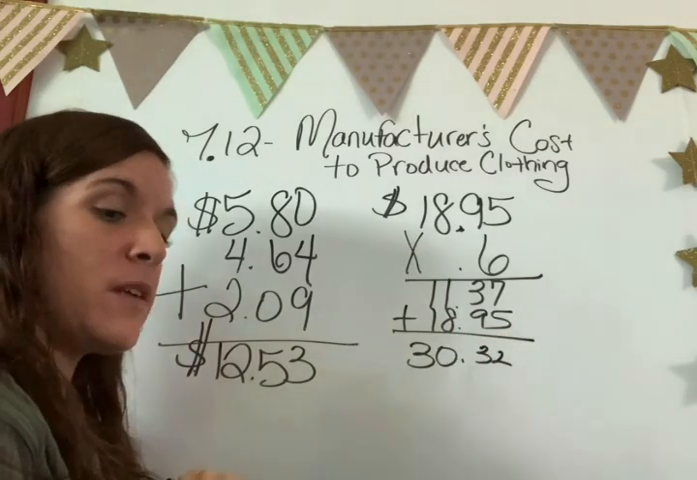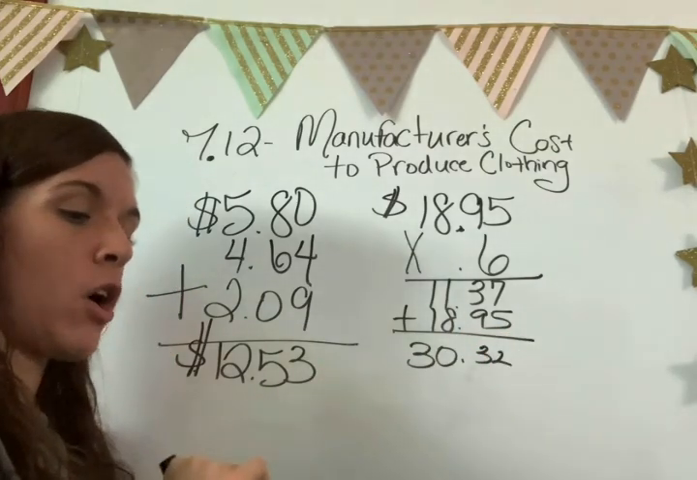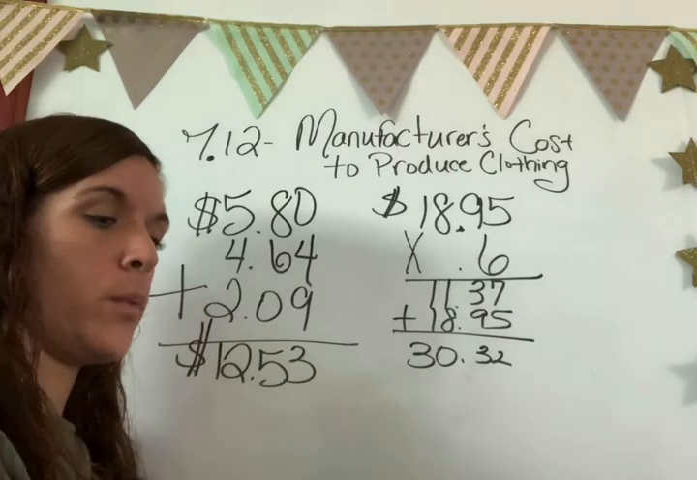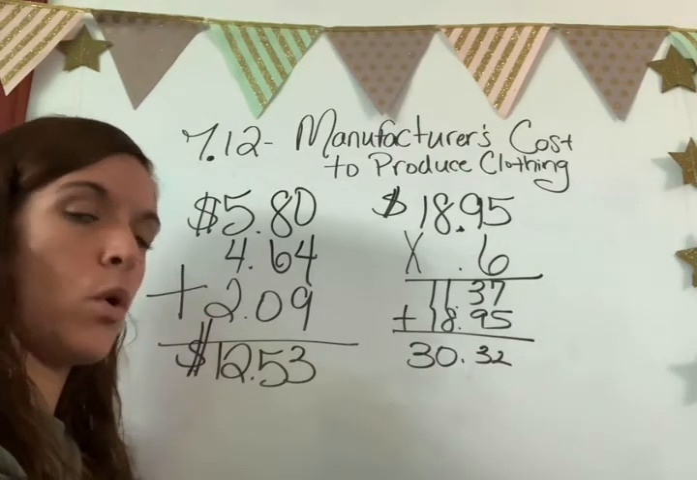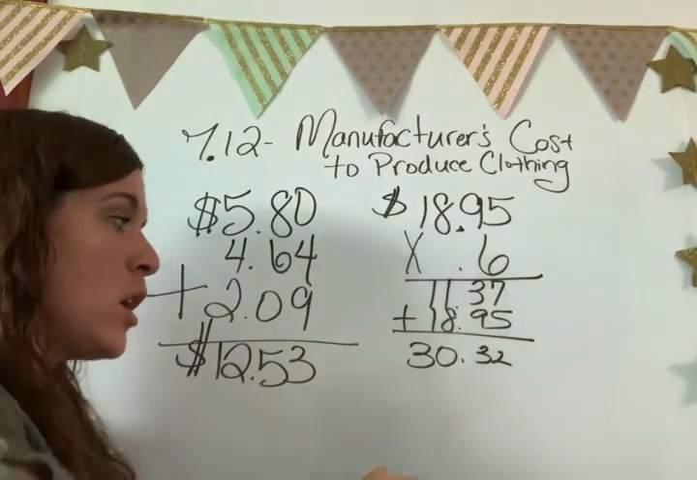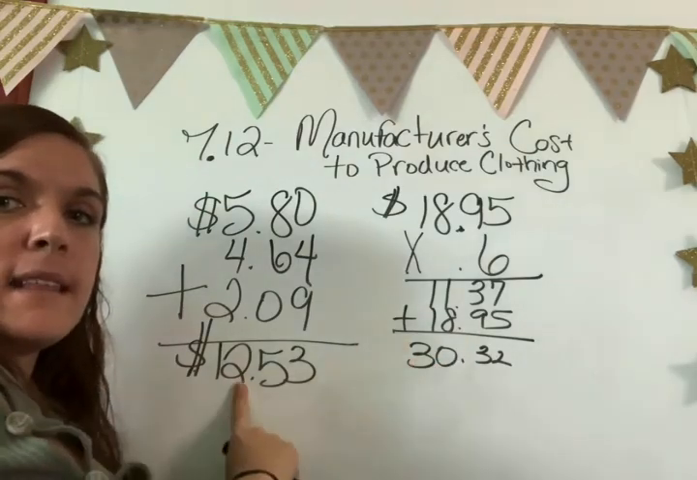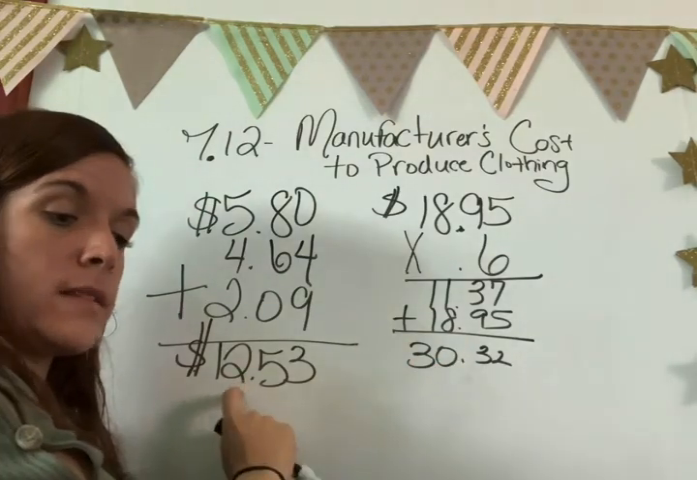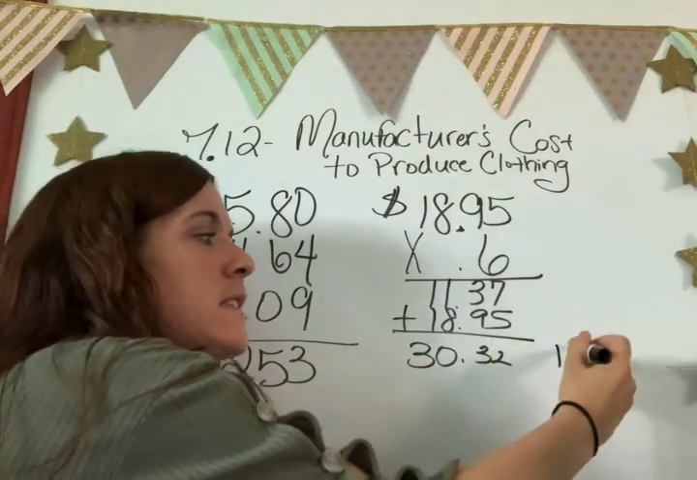And then it says letter B, find the difference between the total factory cost and the retail price. Okay, total factory cost and the retail price. So you're just going to do this minus this. Total factory cost and retail price. And your answer is $17.79.